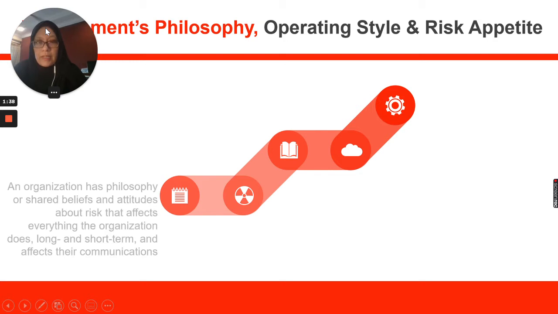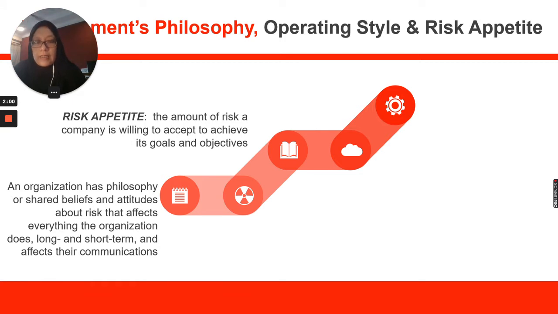An organization has a philosophy, or shared beliefs and attitudes about risk, that can affect everything the organization does, whether long or short term, and also affects their communications with employees. Companies have a risk appetite, which is the amount of risk the company is willing to accept in order to achieve their goals and objectives. This philosophy must be clearly communicated to all the employees in the organization.